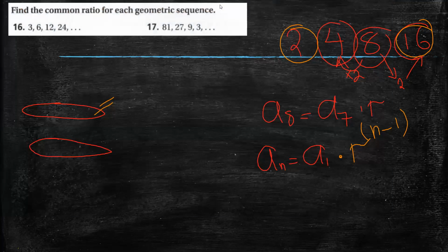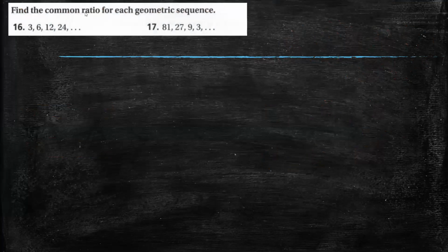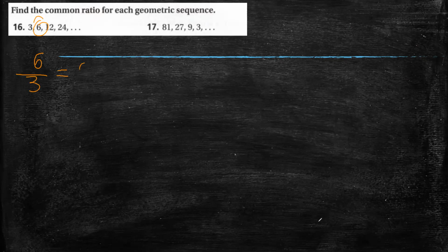Now let's do this question here. Find the common ratio for the geometric sequence. How can we find the common ratio? Second term divided by first term. Let's divide 6 by its previous. 6 by 3 is what? 2. Is 2. So R here is 2.